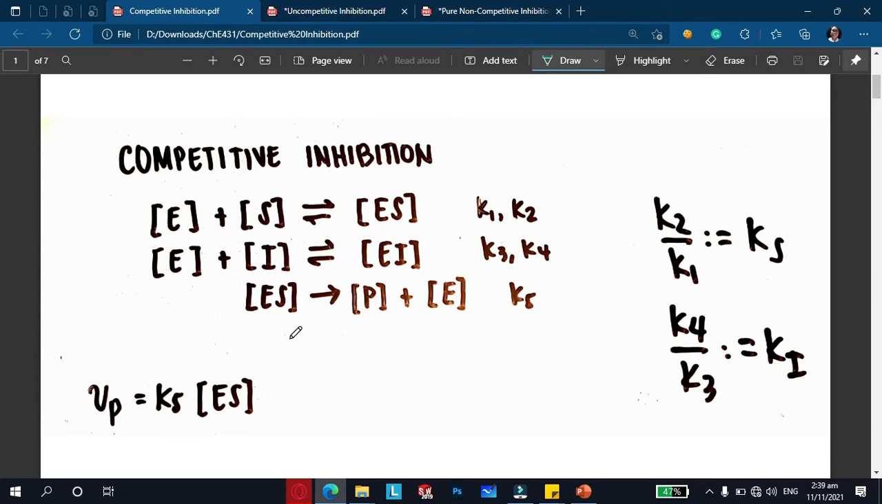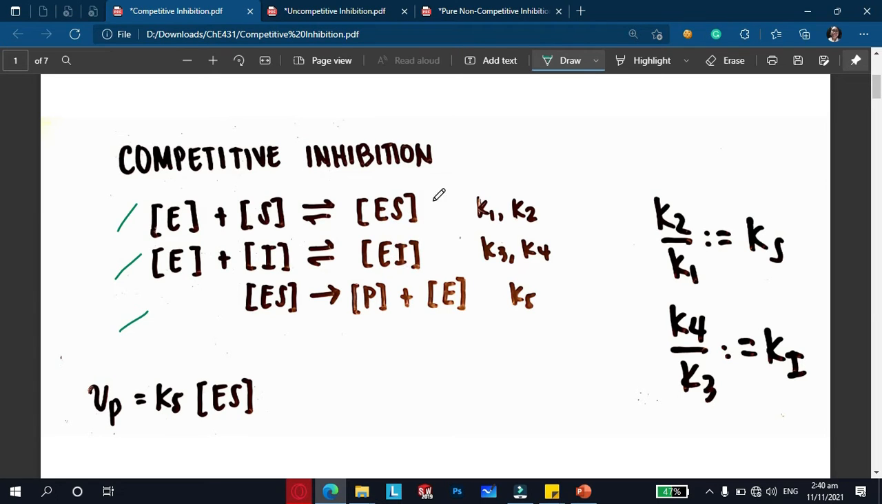So let's start. First, for competitive inhibition, as the name suggests, the inhibitor competes with the substrate. So there are three steps involved: two reversible and one irreversible. First would be the production of the enzyme substrate complex, and the second would be the enzyme inhibitor complex.